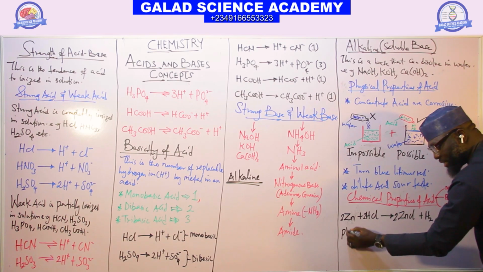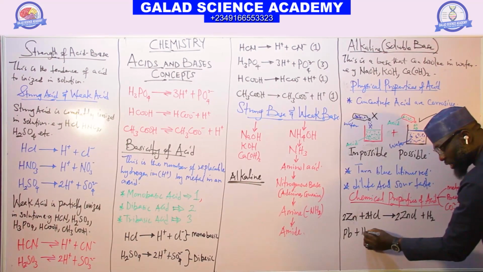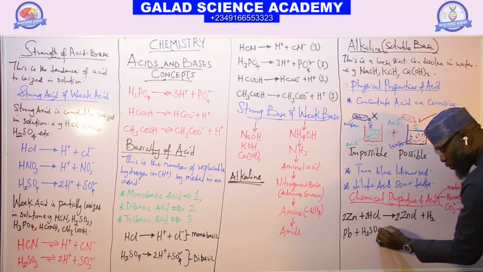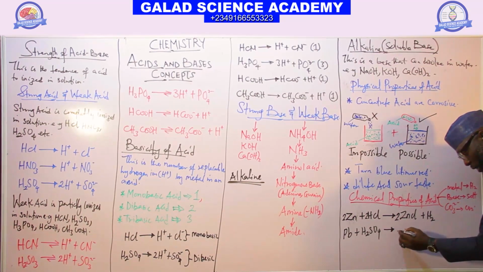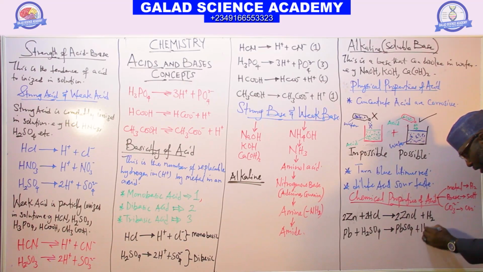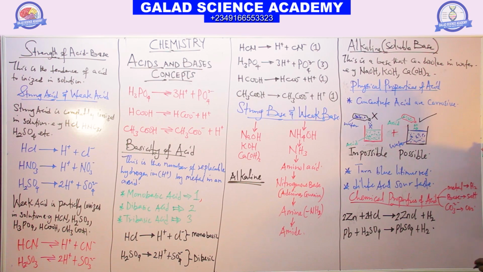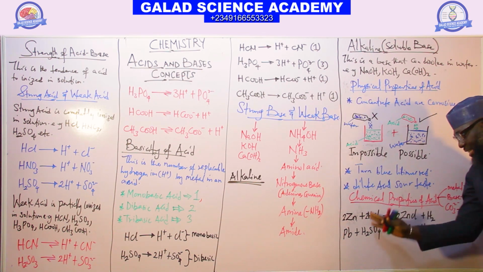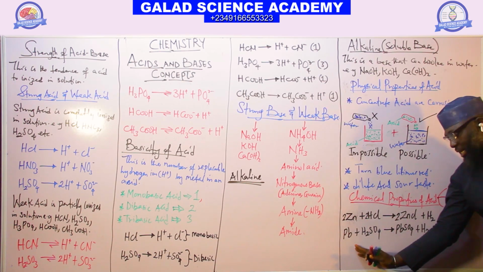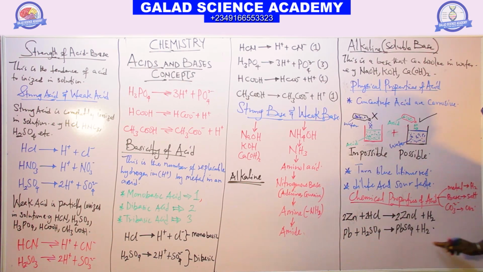If we have lead, solid, reacting with H2SO4, the product formed will be lead sulfate plus liberation of hydrogen gas. So this is the reaction of acid with active metals, to give you some metals, to give you this.